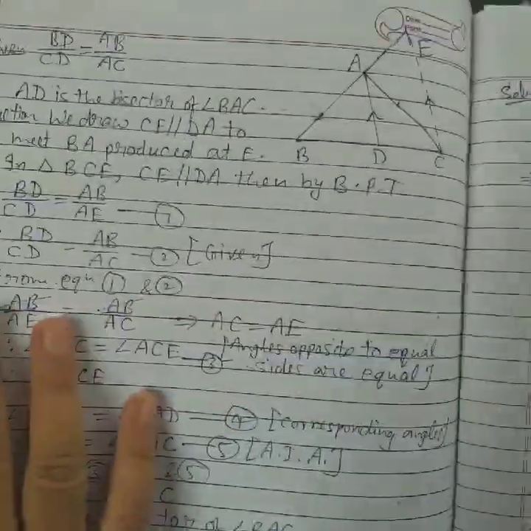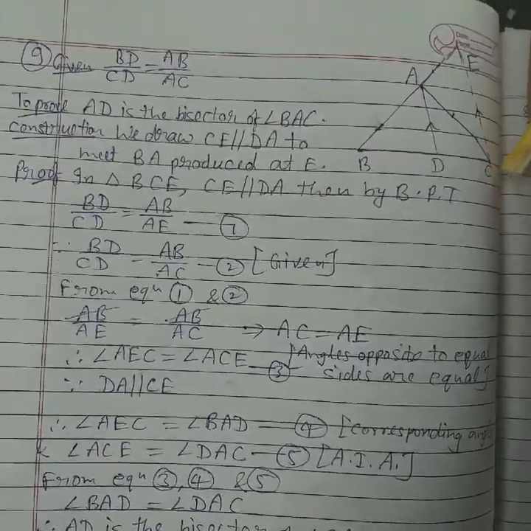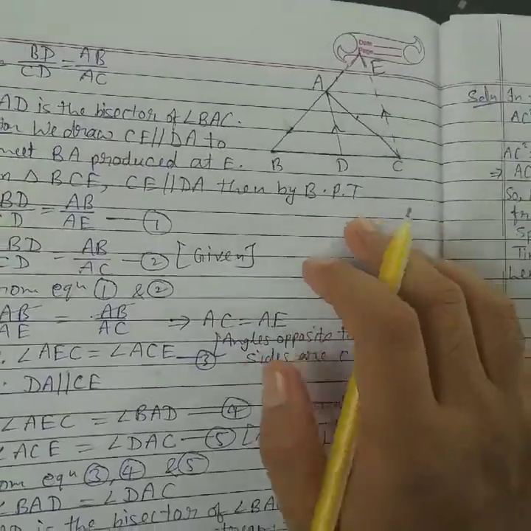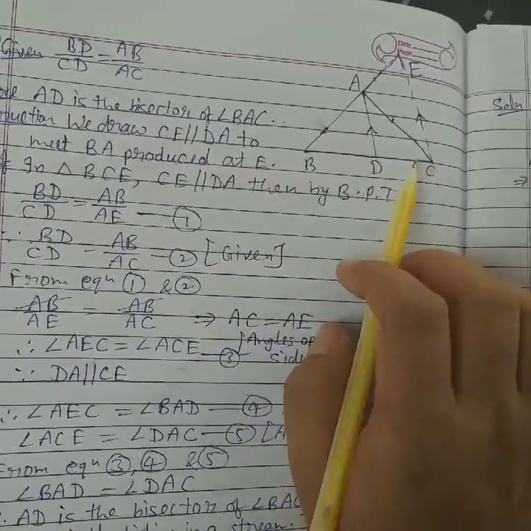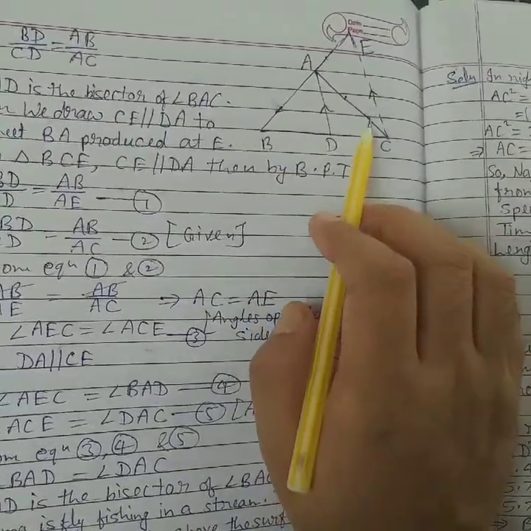So ninth question is, it is the converse of first question. In the given figure, D is a point on the side BC of triangle ABC such that BD upon CD equals AB upon AC. It is given. Prove that AD is the bisector of angle BAC. जो AD है वो इस BAC का bisector होगा, प्रूव करना है.